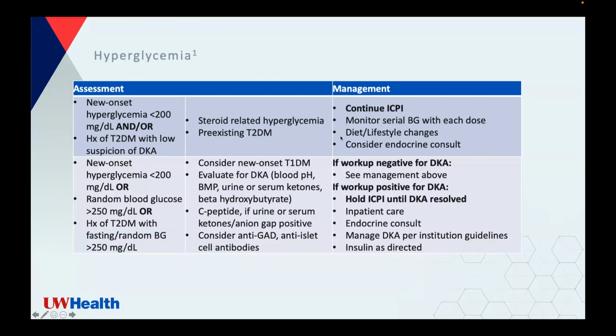Now, for patients who come in hyperglycemic with elevated blood glucose, and we have suspicion that they are experiencing diabetic ketoacidosis, we're going to do the full workup. If it's negative, we're going to manage them as we would above, continuing diet and lifestyle changes and monitoring their blood glucose. But if they are positive for DKA, then we're going to hold until DKA is resolved, and then treat their DKA per our guidelines. So does the patient have DKA or not? If they don't, we can continue their therapy and manage them. If they do, solve the DKA issue while holding the ICPI and then restart it later.